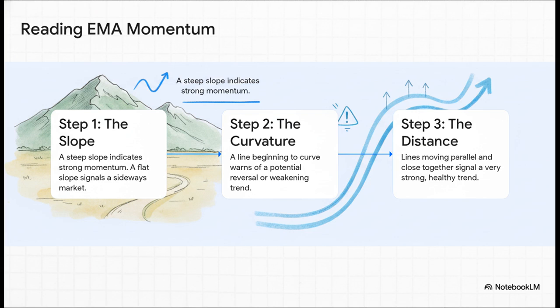Second, you've got to watch the curvature. Are the lines starting to roll over and curve? That is a huge warning sign that momentum is dying. And third, check the distance between the two lines. When they're running tight and parallel, that's a signal of a really powerful, healthy trend.